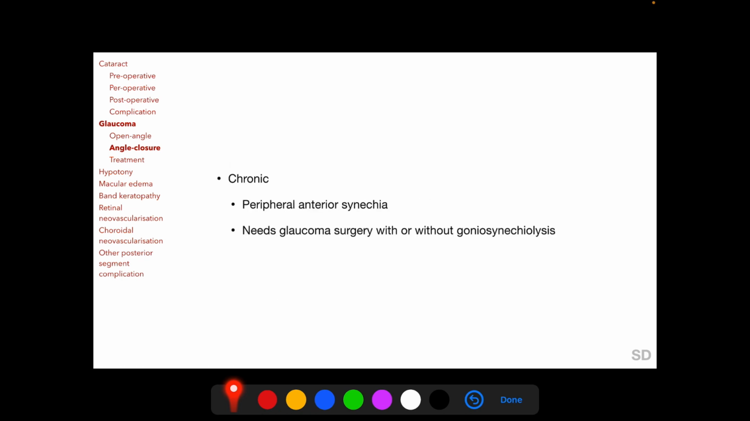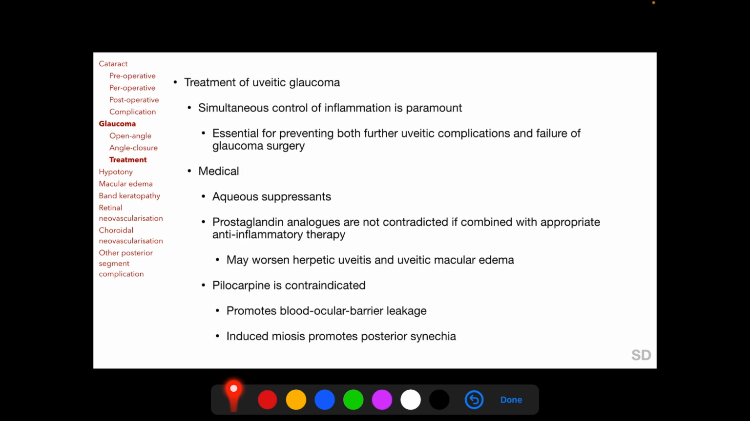Chronic angle closure glaucoma in uveitis occurs when there is peripheral anterior synechia formation, which will require glaucoma surgery with or without goniosynechiolysis. Treatment of uveitic glaucoma involves control of the inflammation and control of intraocular pressure. So simultaneous control of inflammation is paramount, and it is essential for preventing both further uveitic complications and also failure of glaucoma surgery. And treatment of the raised intraocular pressure can be medical or surgical.